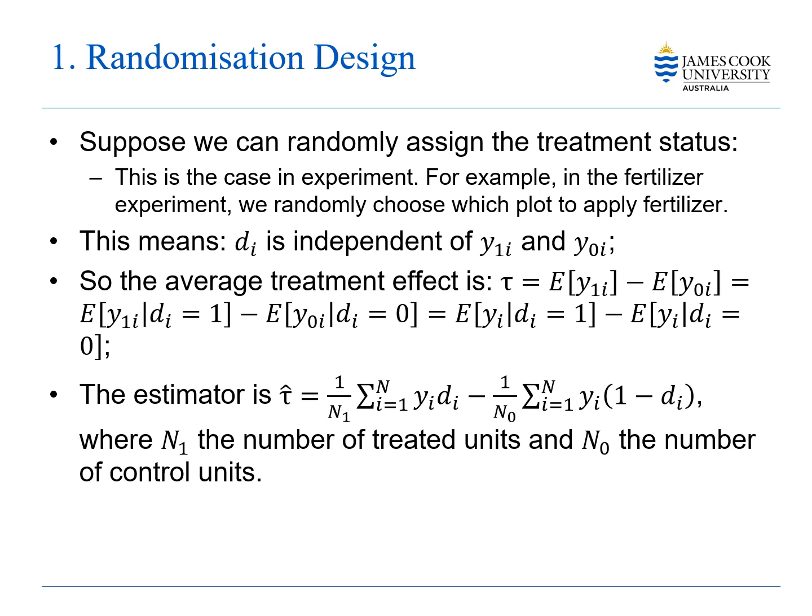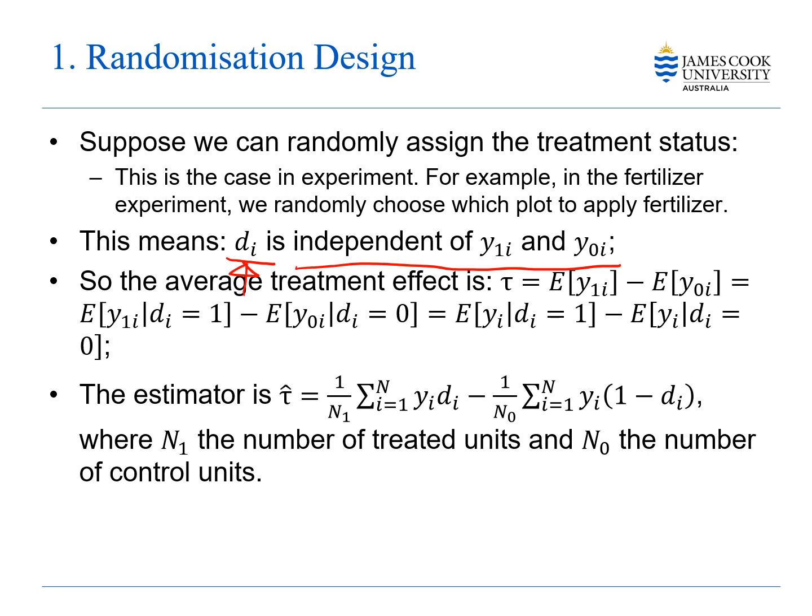Randomization design. Suppose we have the freedom to conduct an experiment. So in the experiment, we randomly assign the treatment status. For example, in the fertilizer experiment we saw previously, we randomly choose which plot to apply fertilizer. So in these cases, randomization means that di, the treatment status, is independent of these two potential outcomes.